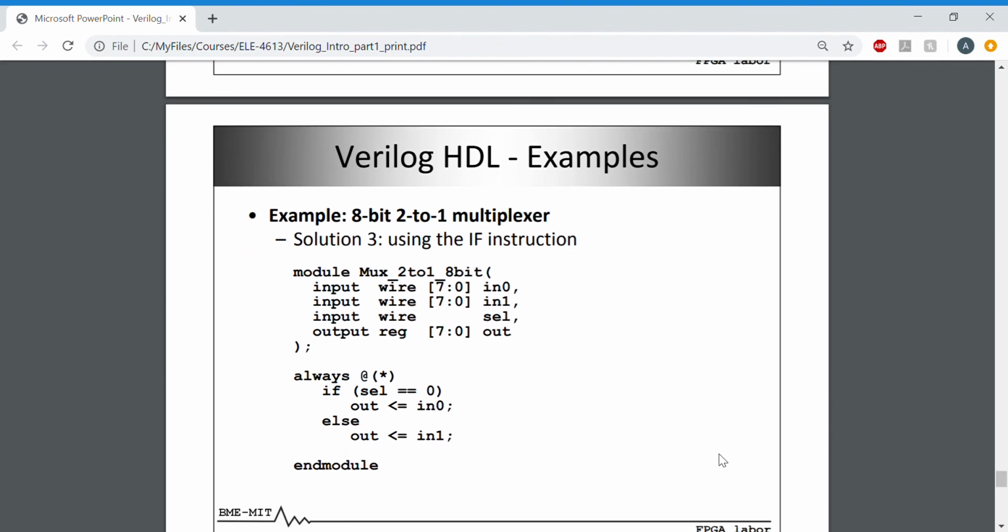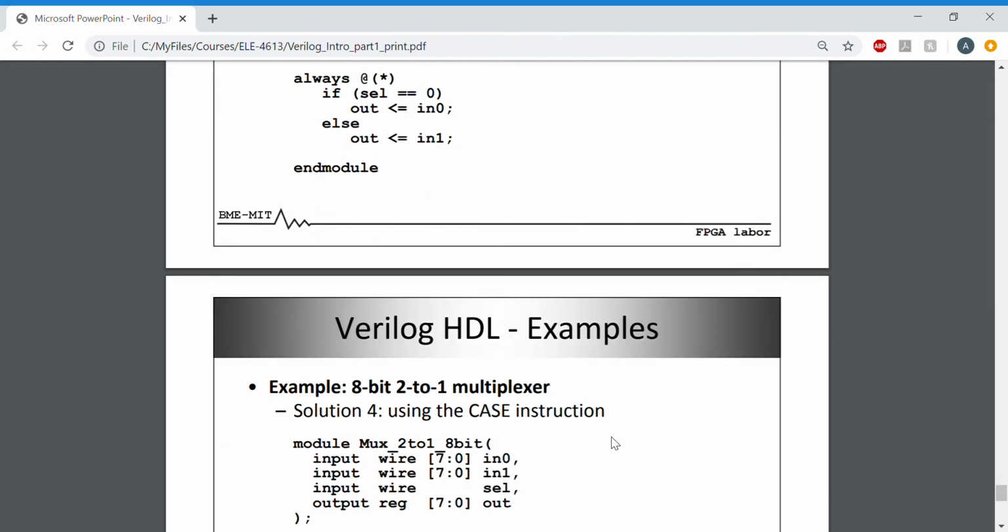Or you can use an always statement, but in this case, the output should be declared as reg, because you cannot use wires inside the always block. And then you have the if statement. If sel is equal to 0, then assign in0 to out, else assign in1 to out. And since this is an always block, whenever any input changes, or the selection changes, then the output is going to change.